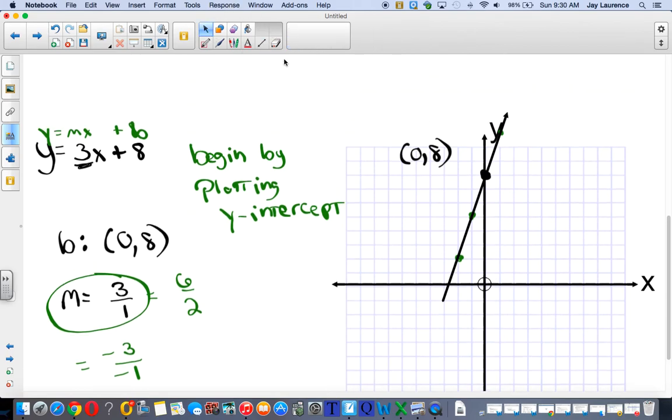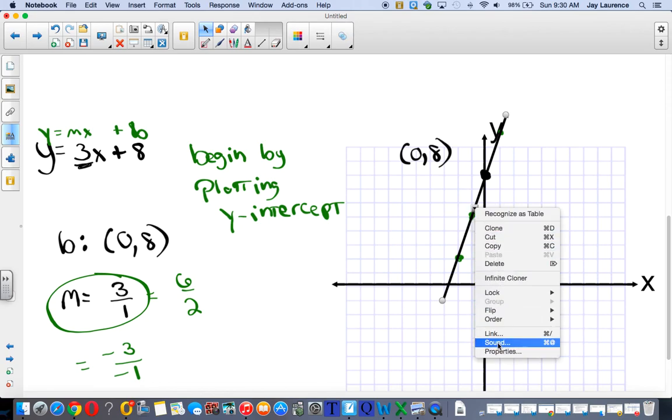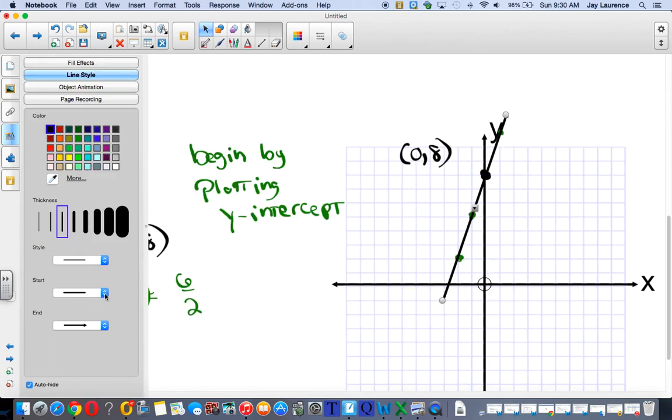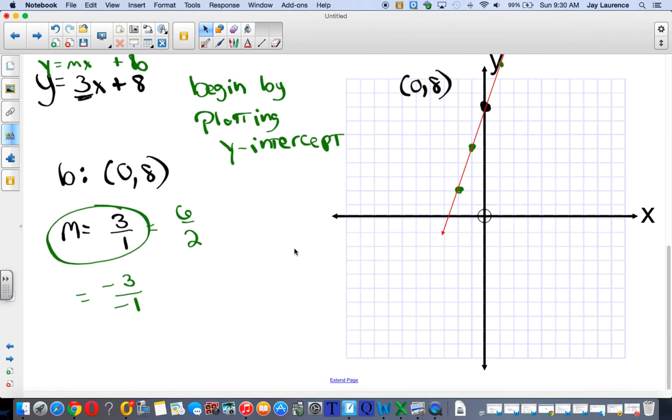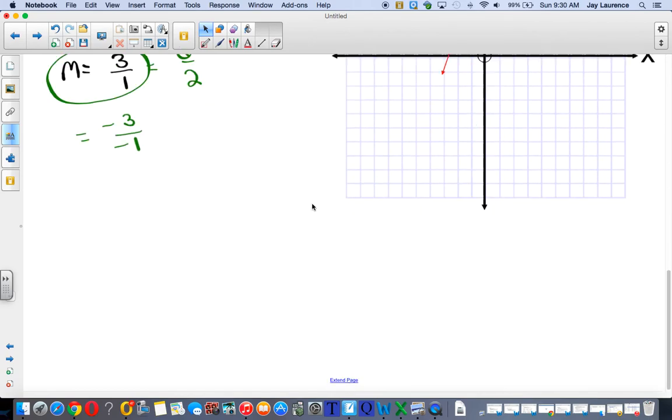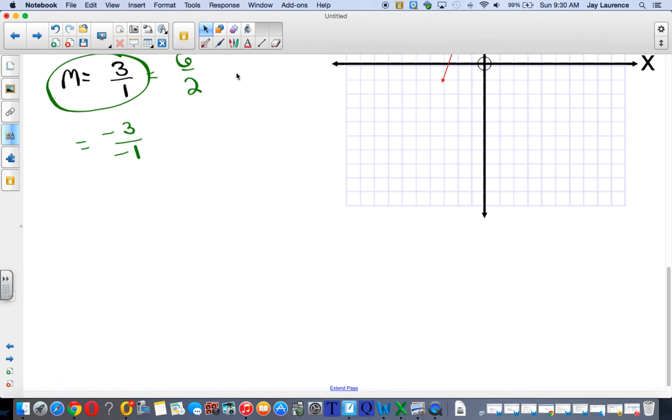Yeah, now let me change the way this line looks a little bit so it stands out better. Properties, and boom. Make it thinner, and I'll make it a nice bright red. There we go. Yeah, look at that. So I can interchange the slopes. Hey, normally we don't do this. Normally do not do more than one line on a graph unless told to.